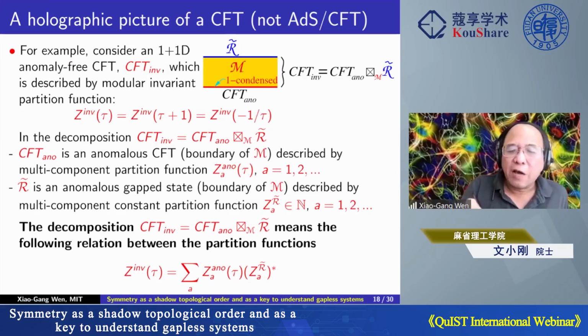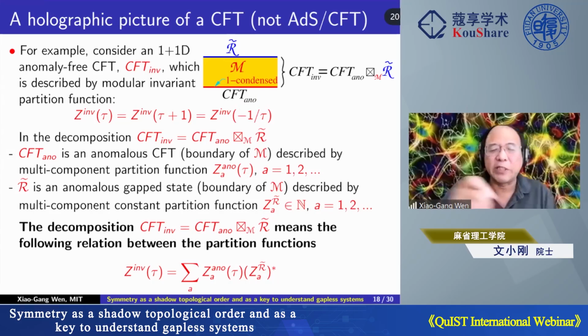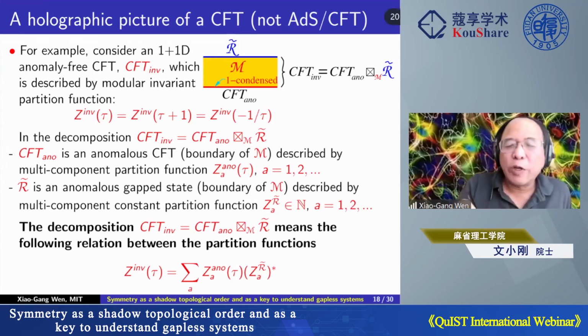Okay. However, in this decomposition, we say that our system, this modular invariant of anomaly-free CFT, can be represented in terms of this stacking of this topological order with two boundaries, forming this composite system. And what do we mean by that?